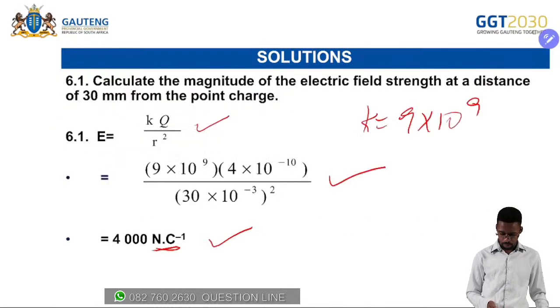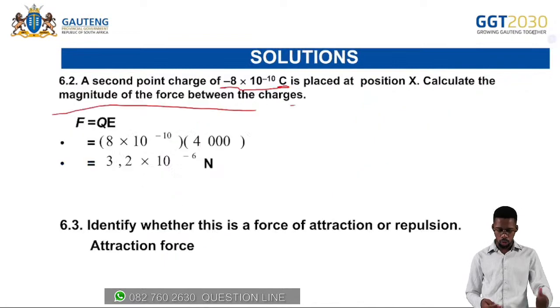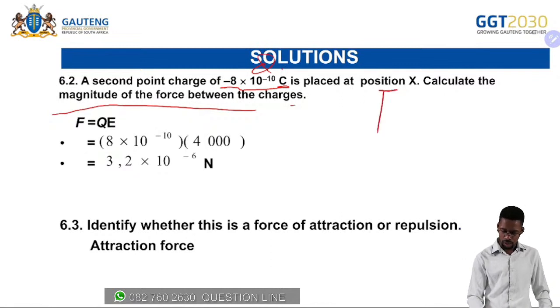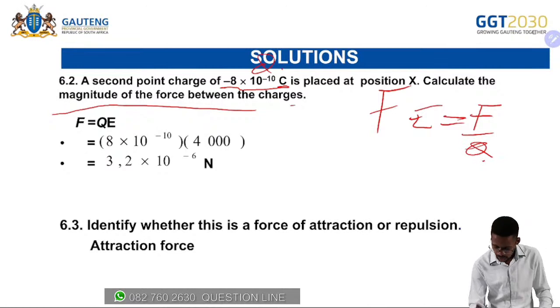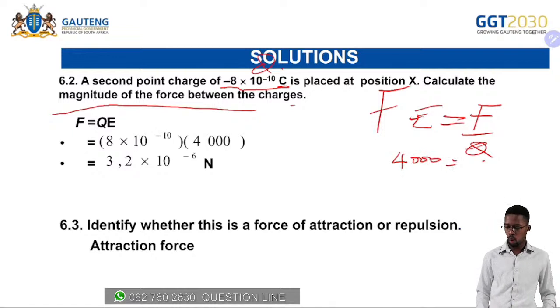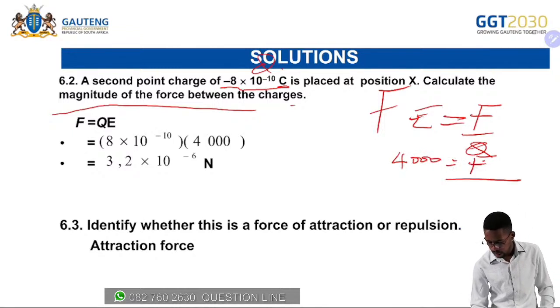Remember, you had to determine your electric field, which is 4,000 newtons per coulomb. So that's what you have. You have the value of the electric field, and now you have the value of the new charge. The question wants the force. So you are going to use this equation that says electric field is equal to force divided by charge. So what is your electric field? It's 4,000 equals to, what is your force? Unknown. Divided by the new charge.